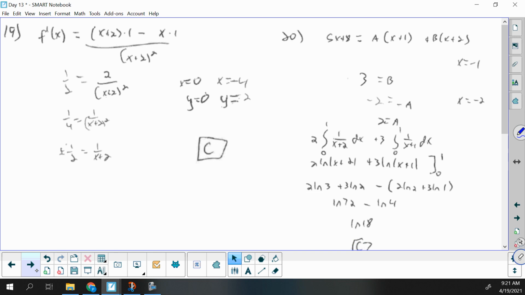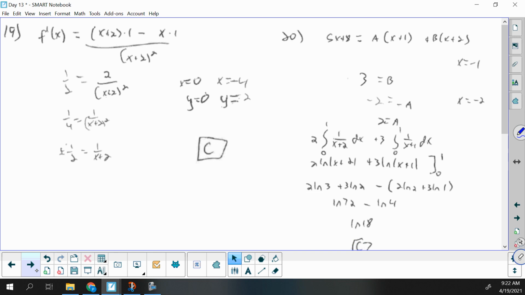In 19, we want to take the derivative because they're saying the slope is 1/2. So do a quotient rule and neaten it up. We'll set it equal to 1/2. And then there are a couple different ways you could solve. I divided the 2 over to get a 4th, and then took the square root of both sides, so I had plus and minus 1/2 equals the 1 over x plus 2. Well, that means that the x plus 2 is either equal to 2 or -2. Solve for x, you get then x is 0 or -4, and sub back into the original equation to find the y's that go with those. So we would have 0, 0, and -4, 2, so that ends up as choice C.